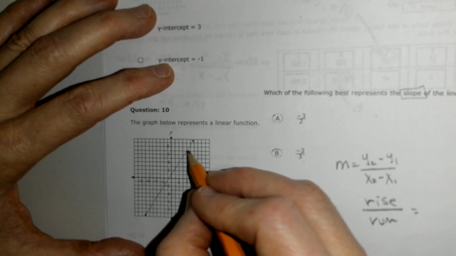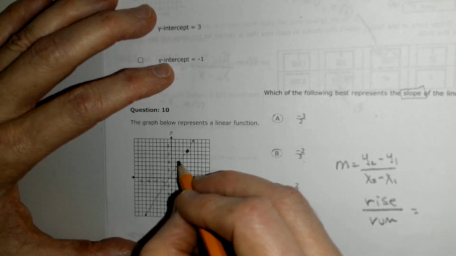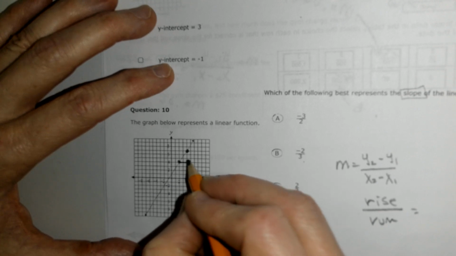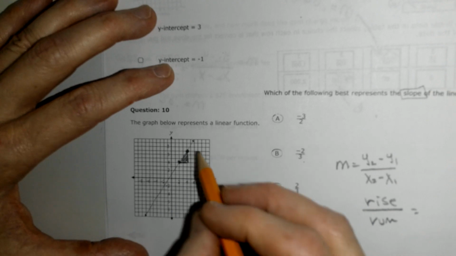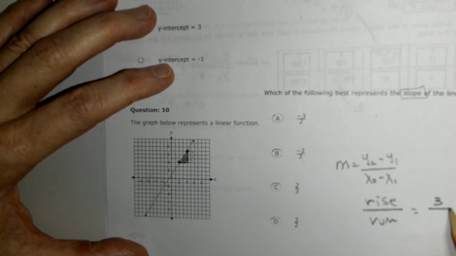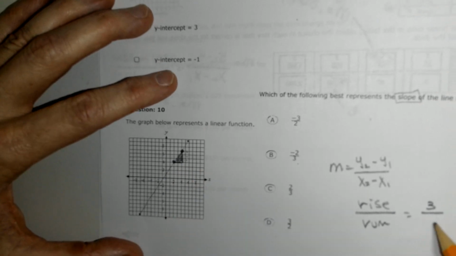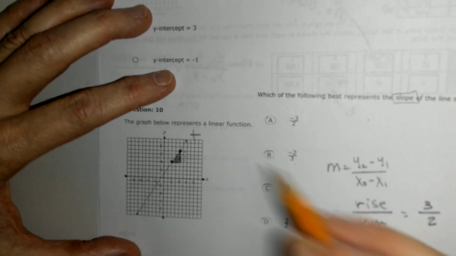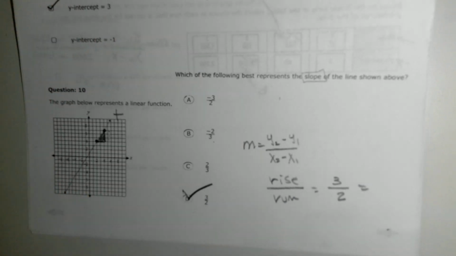I'm going to go along this line and find a point right there, and find a point right there, and connect these two. My rise is 1, 2, 3 boxes. My run is 1, 2 boxes. And it's a positive slope. Is 3 divided by 2 a possible answer choice? Yes, it is. There's your answer.